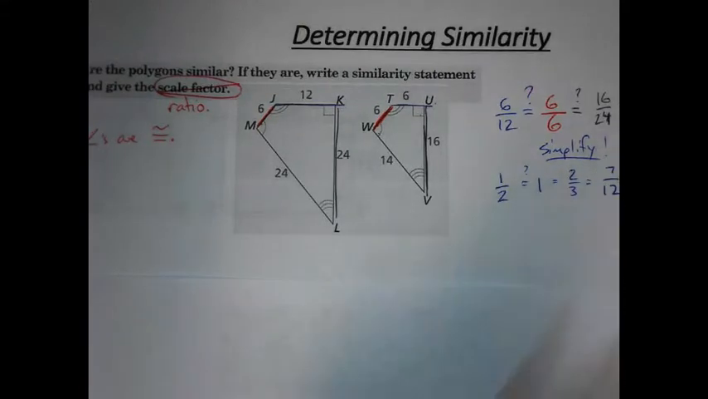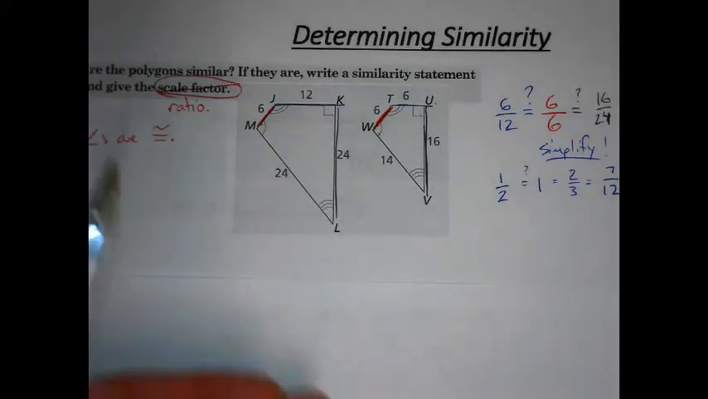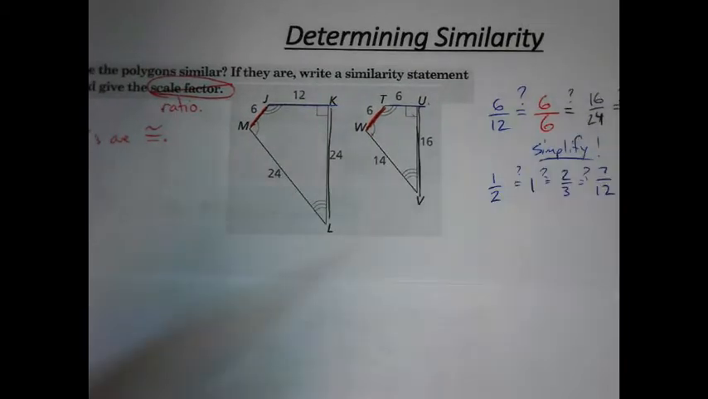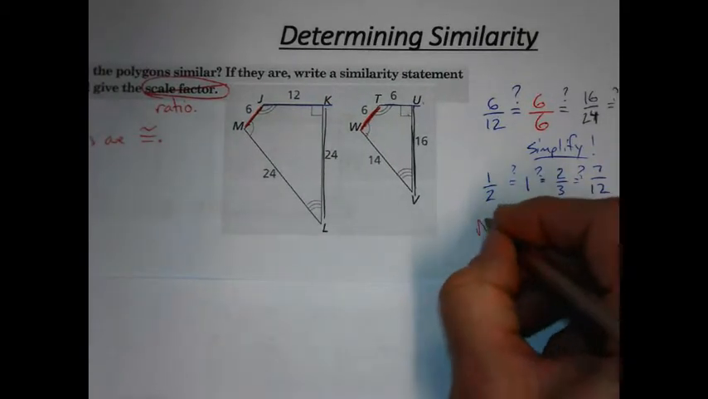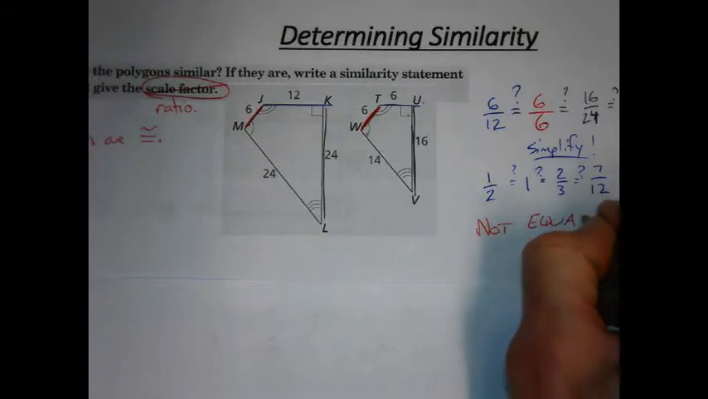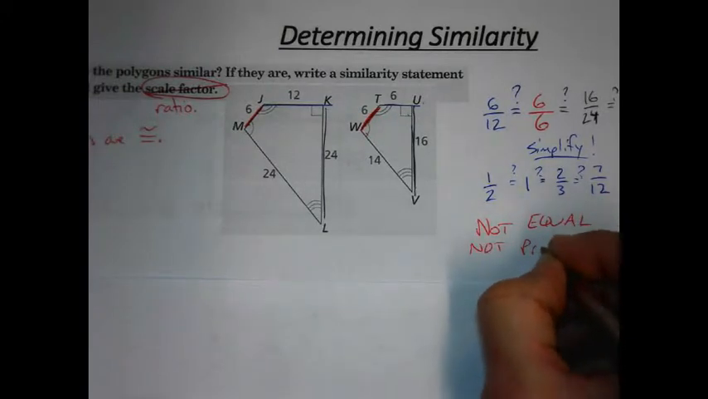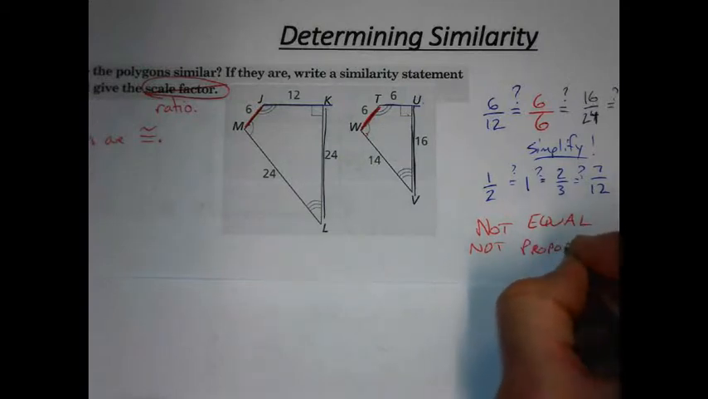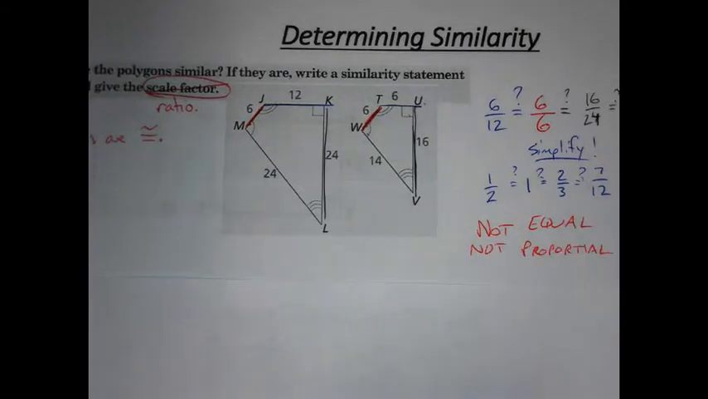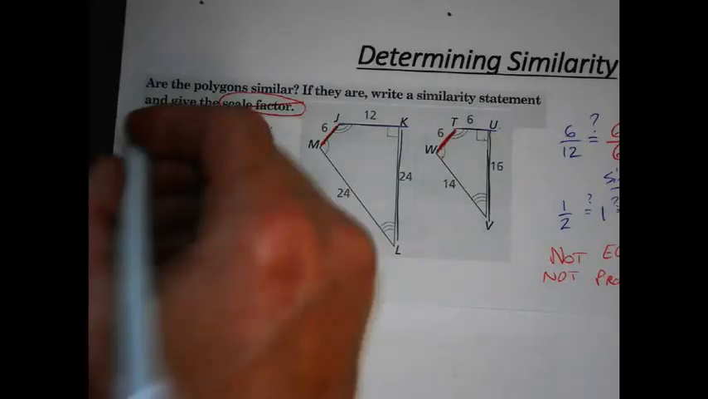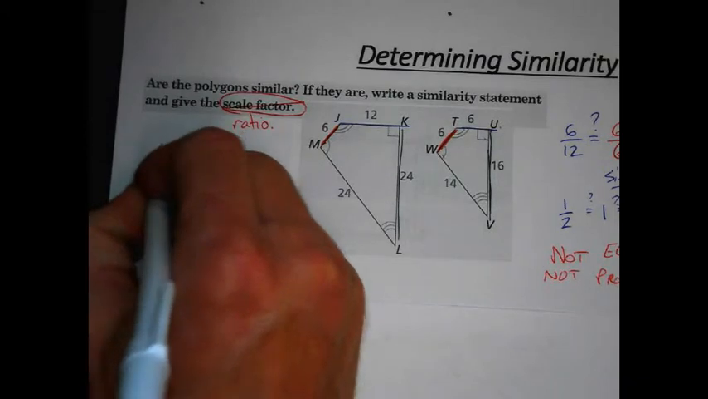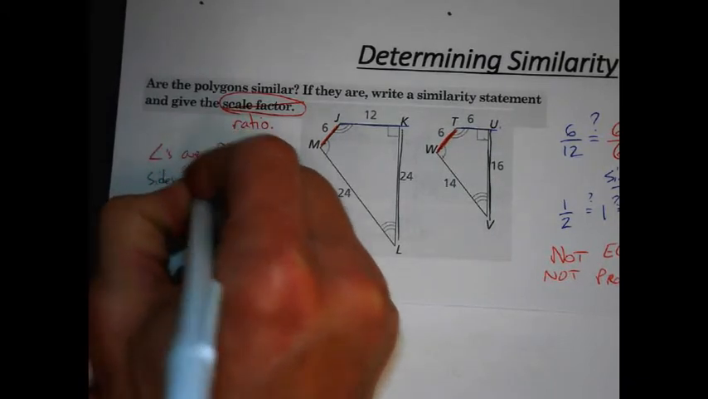Is that all equal? So the answer is, of course, no. These are not equal. So what does that mean? That means this is not proportional. Okay, so it's not equal, therefore it's not proportional. So our corresponding sides are not proportional.